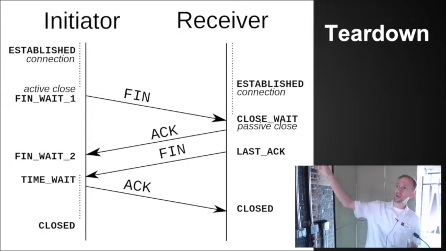So we go from the established state, and say your client usually initiates this end, although it can happen all kinds of different ways, but we're going to use this for example. So your client is like, cool, I've got the data I needed, we can now be done. And it sends this FIN packet to the server.